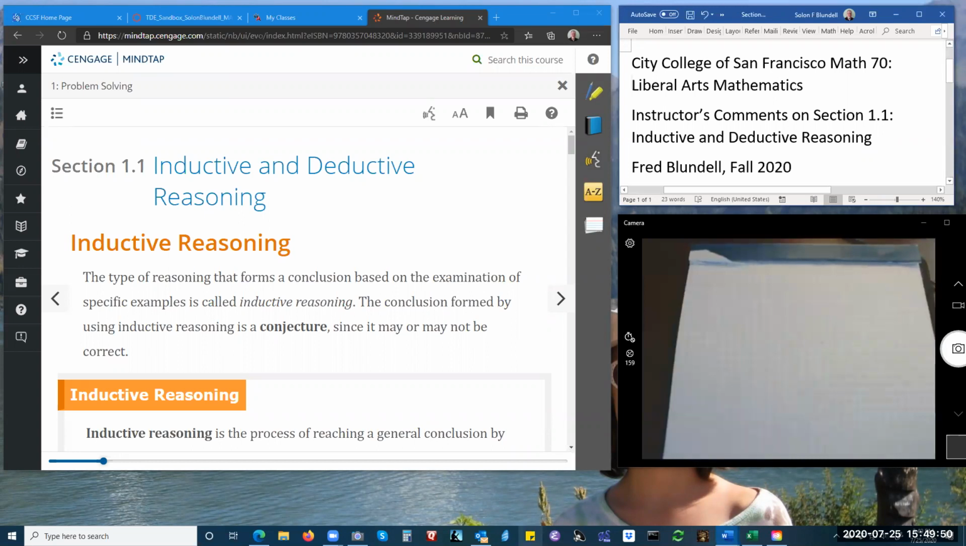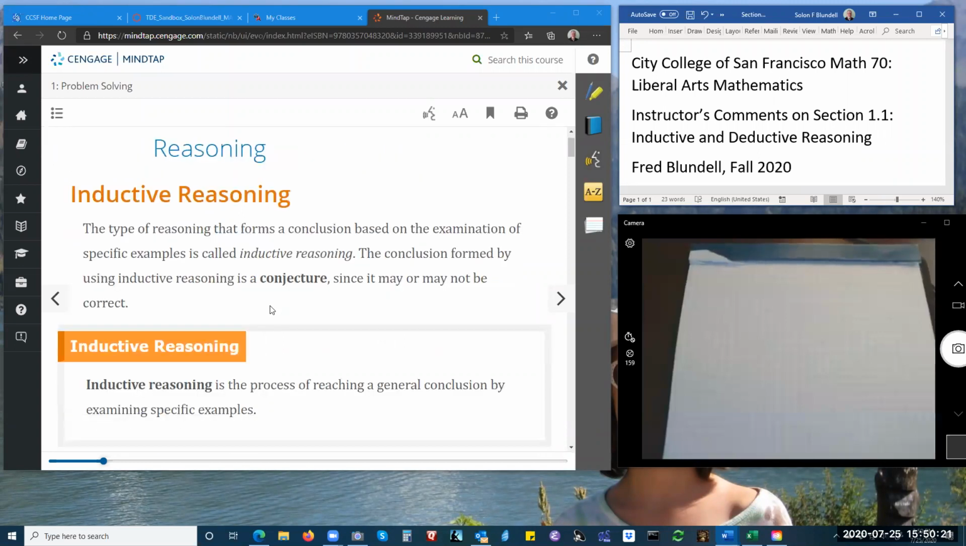So in this short video, I'm going to go over section 1.1 in our textbook. That's the Mathematical Excursions by Hoffman, Lockwood, Nation, and Clegg. And in section 1.1, the subject is inductive reasoning. I'm going to go through a few of the examples from the book and just add a few little comments to emphasize the point that I think the authors are really trying to make here.